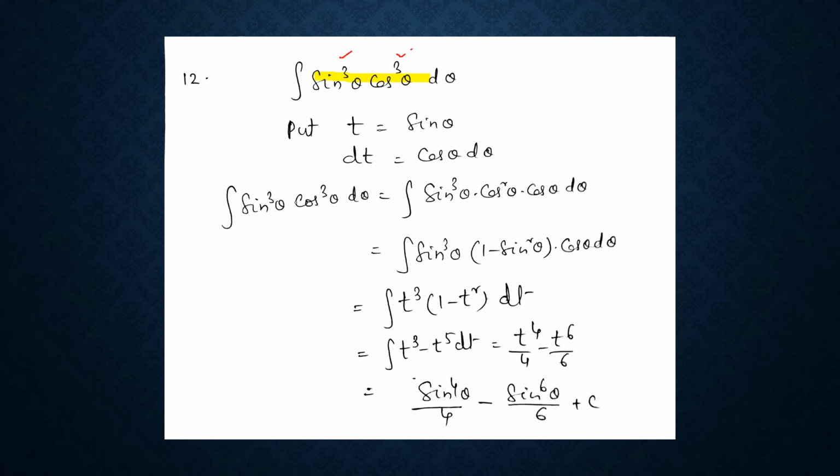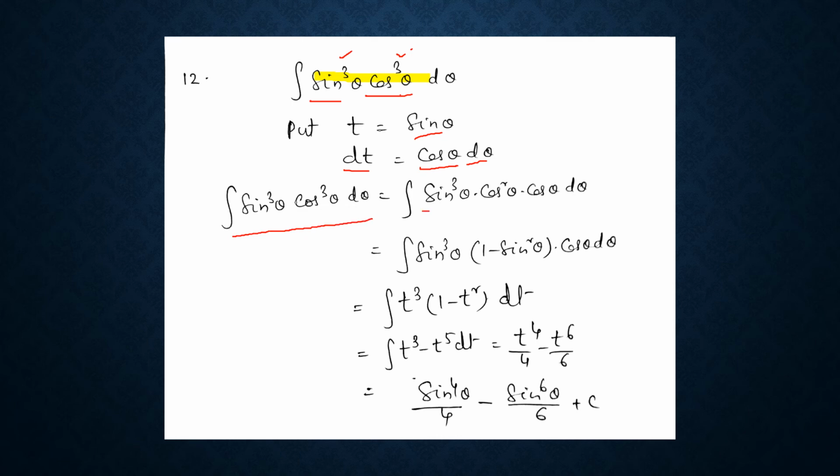We can take any one of the functions as t. We can take sine theta or cos theta as t. So now here I am taking t is equal to sine theta. Now differentiating, we'll get dt is equal to cos theta d theta.